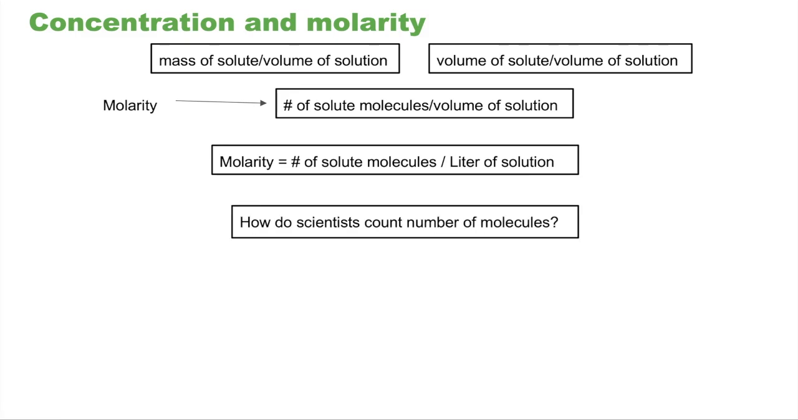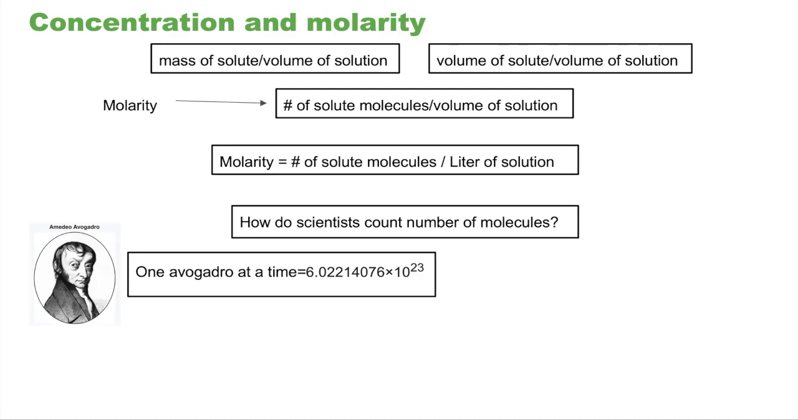And how do scientists count the number of molecules? How do they exactly do that? They're so little. Well, they do it one Avogadro at a time. Avogadro was an Italian scientist who developed what's called the Avogadro number. So that was adopted as a way of counting molecules.